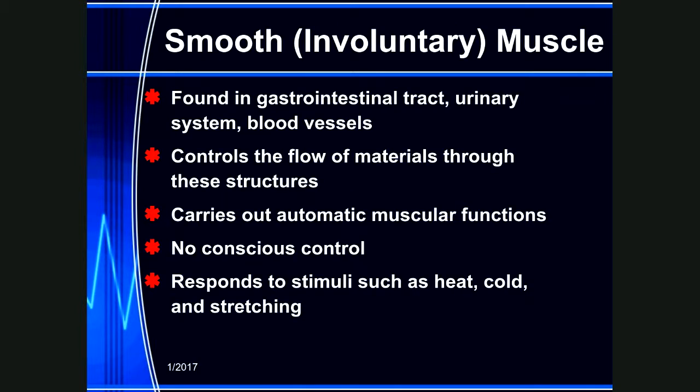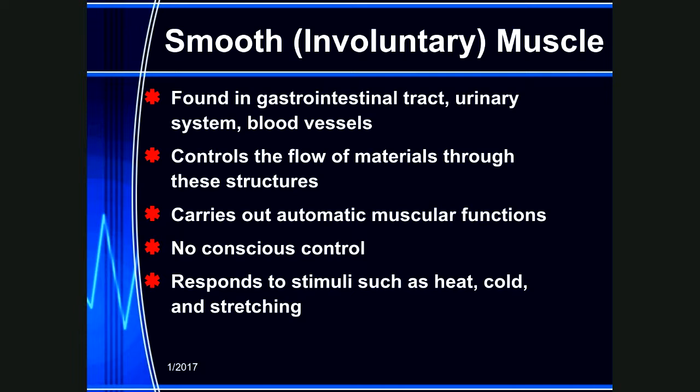Next, we have our smooth muscle. The smooth muscle is found in the GI tract, urinary tract system, and blood vessels. It's also found in the lungs. It contains blood vessels, and it's also in the urinary system. This smooth muscle, or involuntary muscle, controls the flow of materials through these structures. These muscles respond to the brain, but are not under voluntary conscious control. And these particular muscles will respond to heat and cold and stretching.